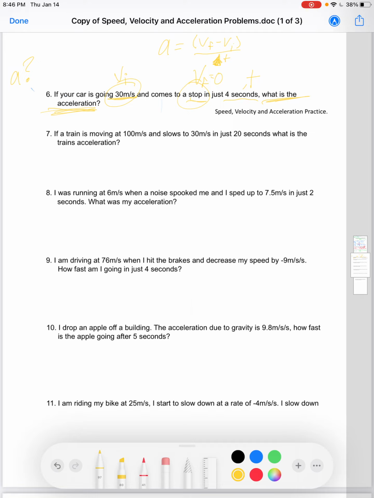So I can plug all this goodness into my equation. Not have to rearrange a thing. So final minus initial divided by 4 seconds. And my answer is negative 7.5 meters per second squared.